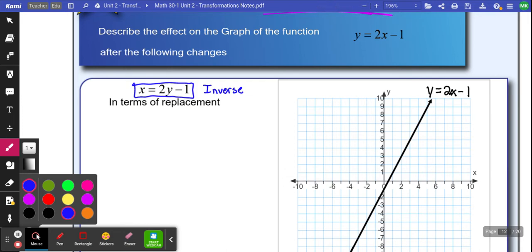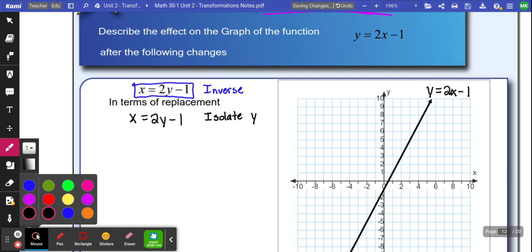Cool. To graph that, this is X equals 2Y minus 1. I have no idea how to graph an X equals equation. I've never done that ever, right? The only thing we've ever known to do is graph Y equals functions. So to be able to graph this, you need to isolate Y. So you need to get Y by itself.